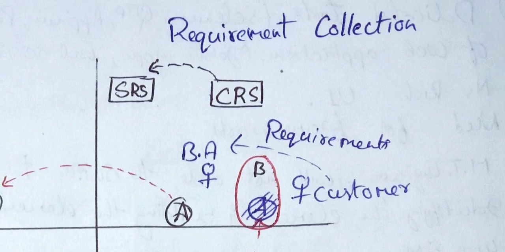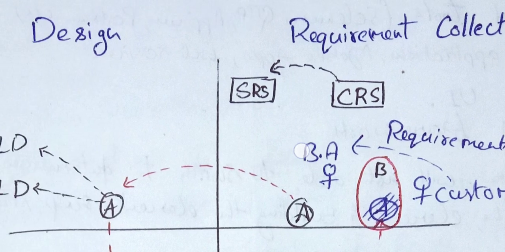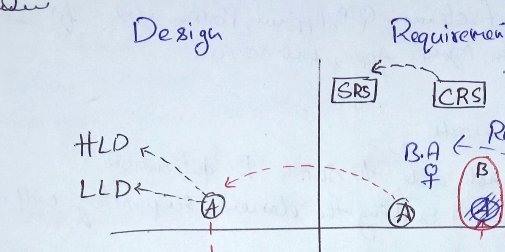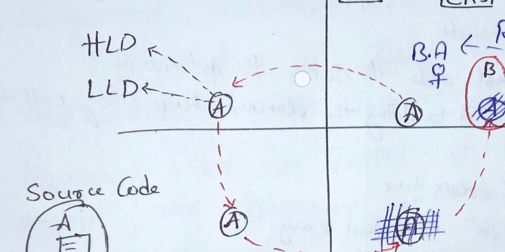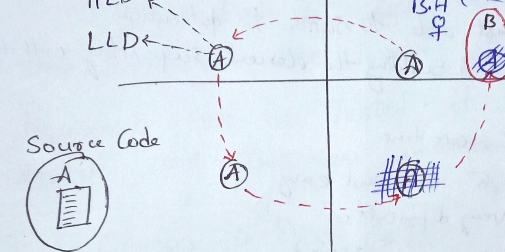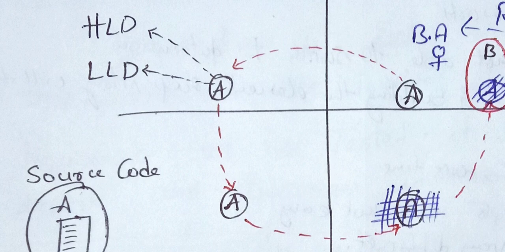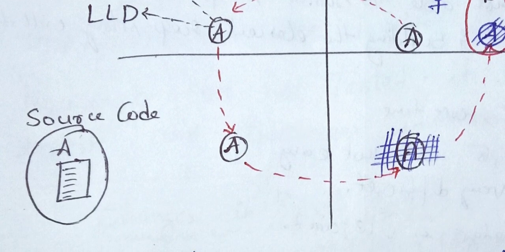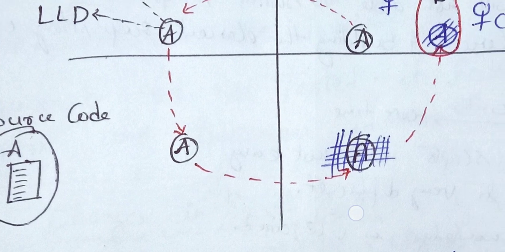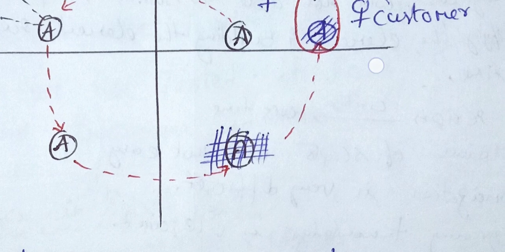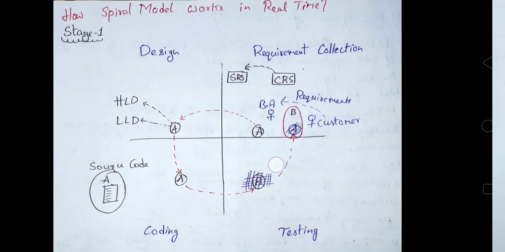Then we convert that customer requirement specification into software requirement specification. After that we give it for design. There HLD and LLD will be developed. After that, by looking into HLD and LLD, developers will write source code for that requirement, for that module. Then they give that module to us to test the software. This is stage 1.